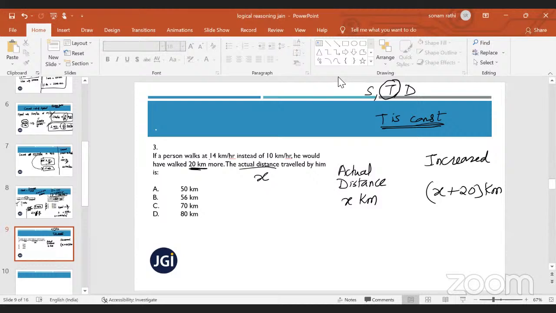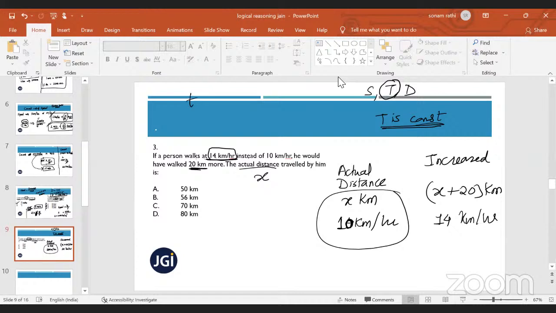What is the initial speed? If a person walks at 10 kilometer per hour instead of 14... wait a minute. So initial was 10, later it became 14, increased. Correct? So what is the time in the first case? The formula is T equals distance upon speed. So T is X by 10. This is your time 1. What is your time 2? X plus 20 upon 14.